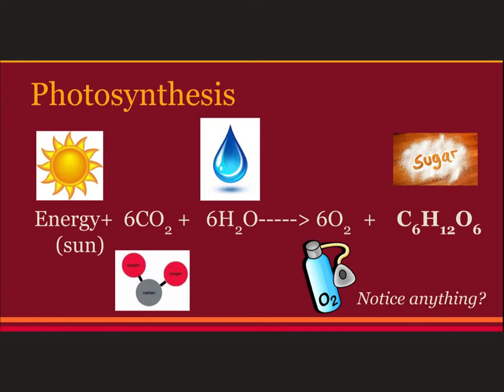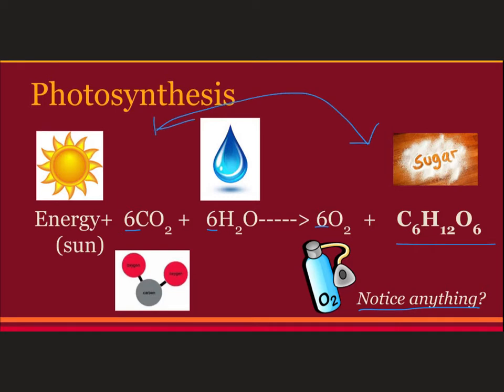And here is the chemical equation in chemistry. 6 carbon dioxides and 6 waters go in, 6 oxygens and a glucose come out. Notice anything? Well, if you think about cellular respiration, photosynthesis is kind of cellular respiration in reverse.